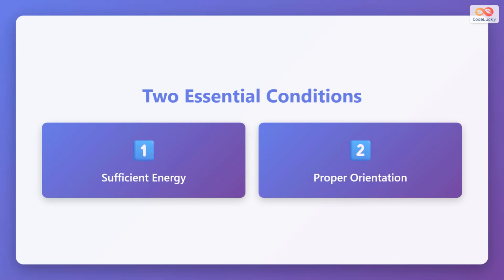For a collision to be effective and lead to a reaction, two essential conditions must be met. First, the colliding molecules must have sufficient energy. Second, they must have the proper orientation. Both conditions are equally important. If molecules collide with enough energy but are oriented incorrectly, no reaction occurs. Similarly, if they're perfectly aligned but don't have enough energy, they'll just bounce off each other without reacting. Let's examine each condition in detail.